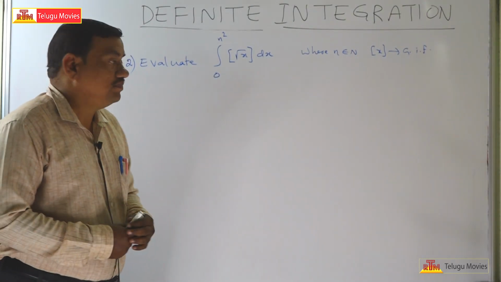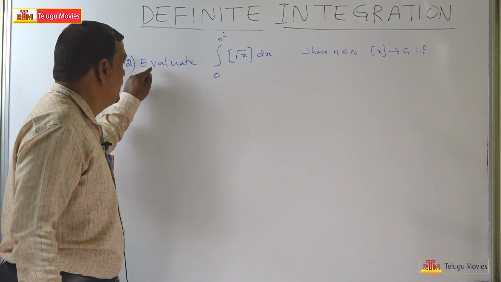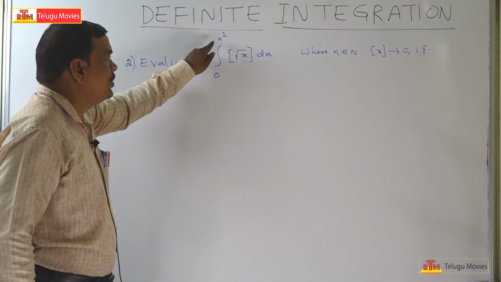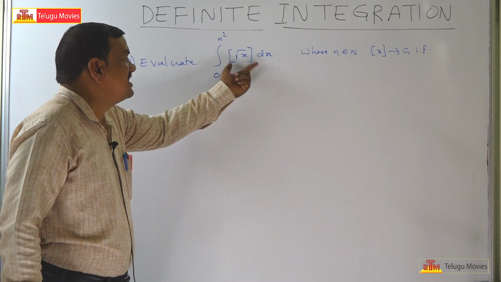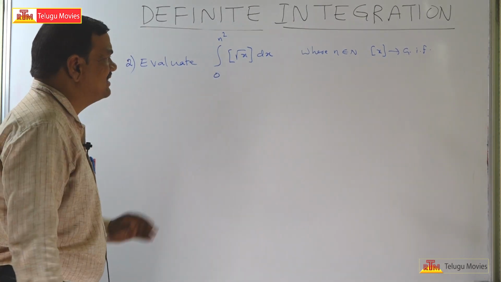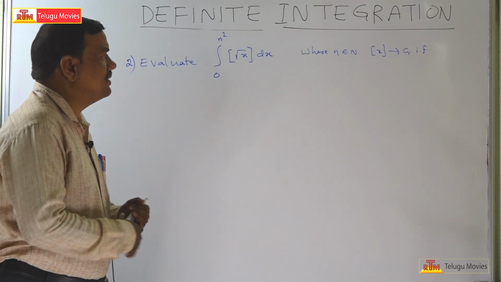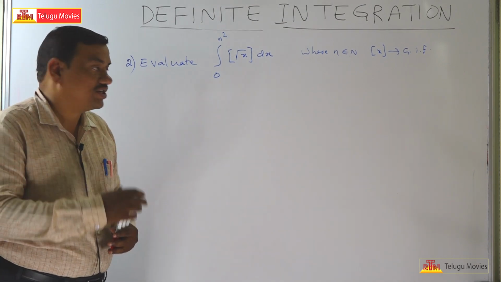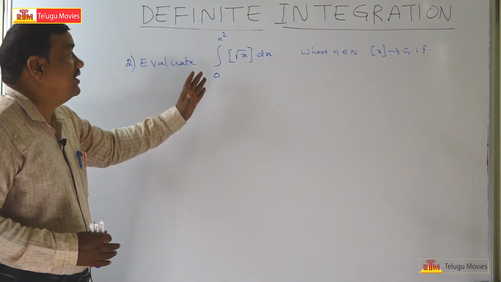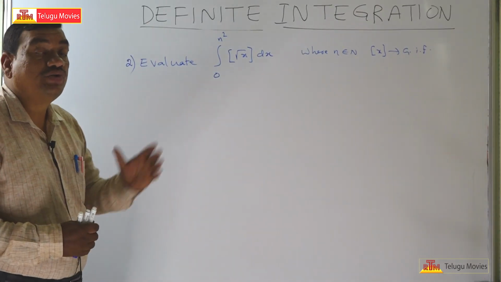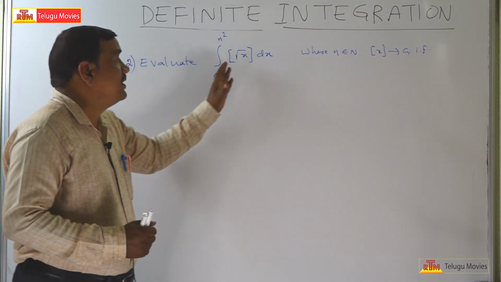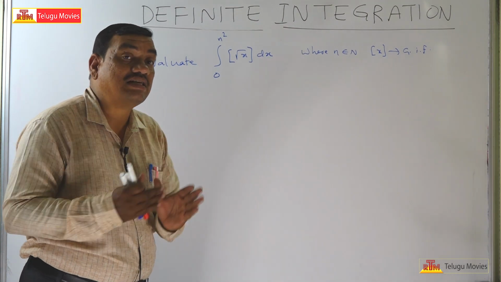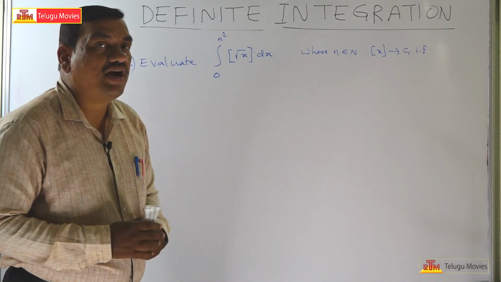Welcome to this problem. Here the problem is: evaluate the integral from 0 to n square of step of root x dx, where n is a natural number and step of x is the greatest integer function. Then how to divide this interval from 0 to n square? Already told that its behavior will change in each subinterval.